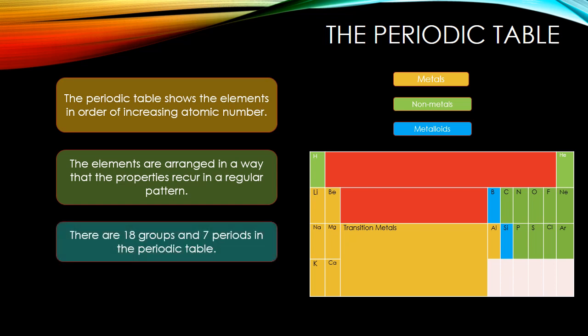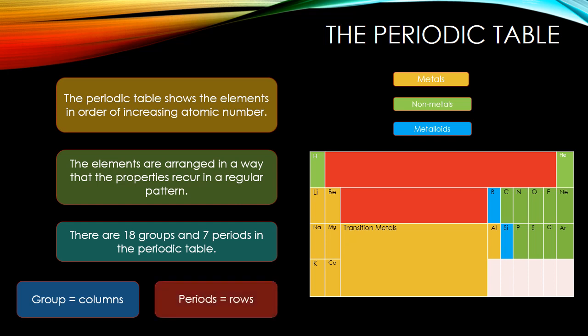There are 18 groups and 7 periods in the periodic table. The columns are called groups and the rows are known as periods. Now let's look at some trends in the periodic table.